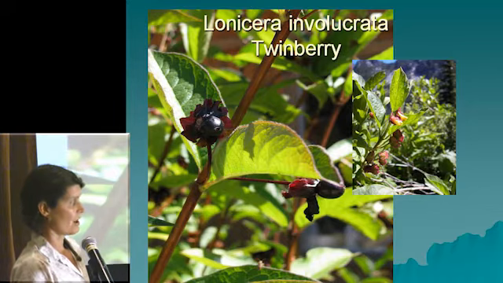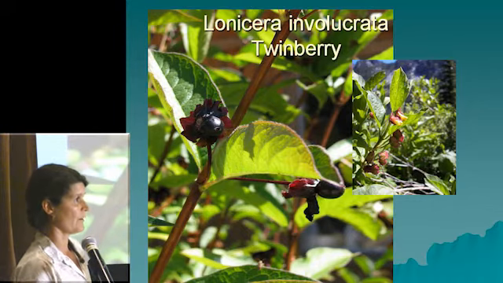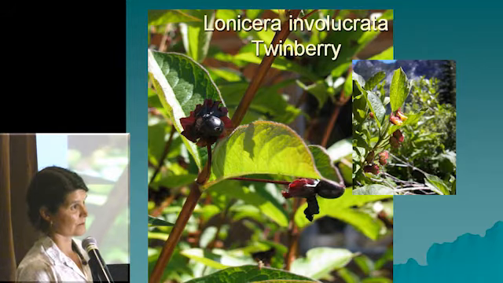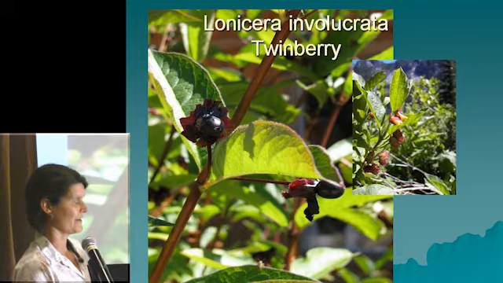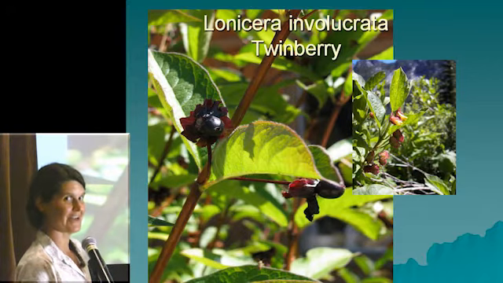Lonicera involucrata, the twinberry. This is a deciduous shrub. The hummingbirds love the flowers. I have one of these in a pot at the nursery, and I can just sit there and eat my lunch, and the hummingbirds are just all over it in the springtime. And then the robins have been coming in the summer eating the berries. So it's a really great habitat plant.